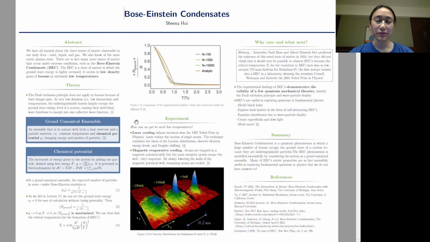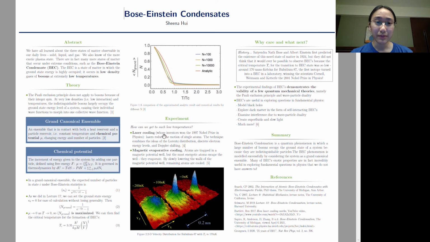The critical temperature for BECs to form is generally extremely low, for instance, 170 nanokelvins for rubidium-87. Two techniques can be used to cool molecules down to such scales: laser cooling and magnetic evaporative cooling. In very broad terms, laser cooling reduces the momentum of atoms by targeting them with photons, and magnetic evaporative cooling allows the evaporation of energetic atoms so that the remaining atoms are cooler.